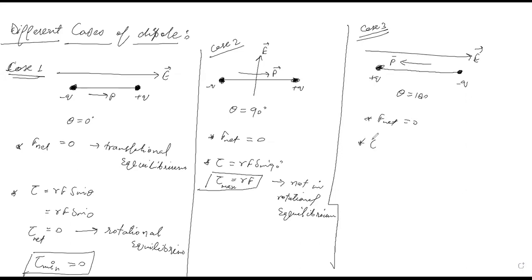And what is the torque? Tau is equal to Rf sine 180. Sine 180 is also 0. Finally, you get tau is equal to 0. Once again, your torque is minimum. Please note down all of these 3 cases.